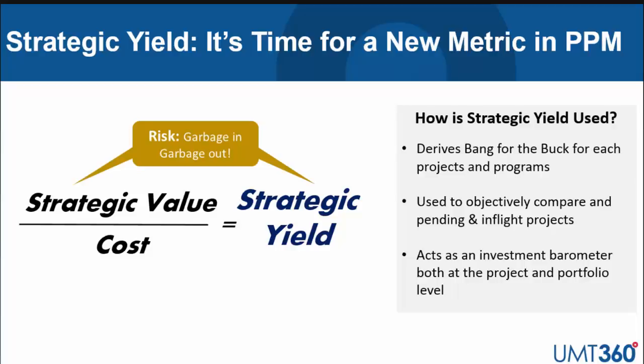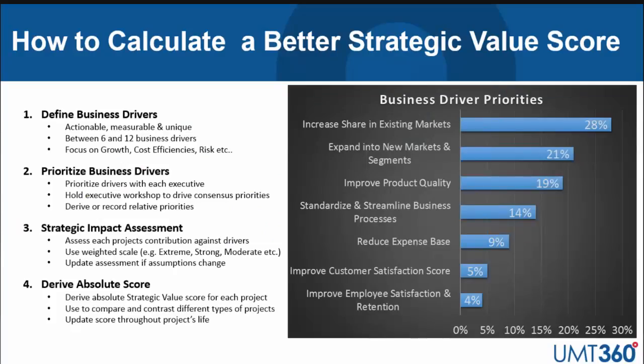But any metric is really only as good as its inputs, and we do run the risk of garbage in, garbage out here. So I think it's important to pause and take a look at how to derive a stronger strategic value score and better cost estimates and manage costs throughout the life of the project to maintain this strategic yield metric. So let's look at how to derive a better strategic value score.